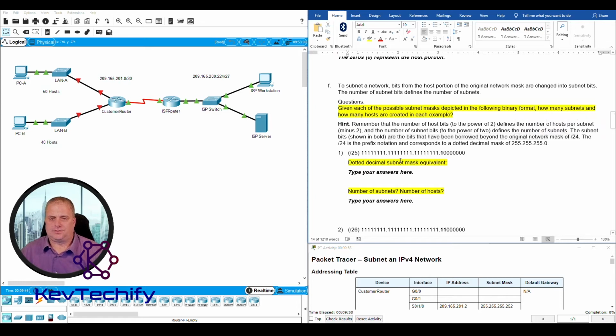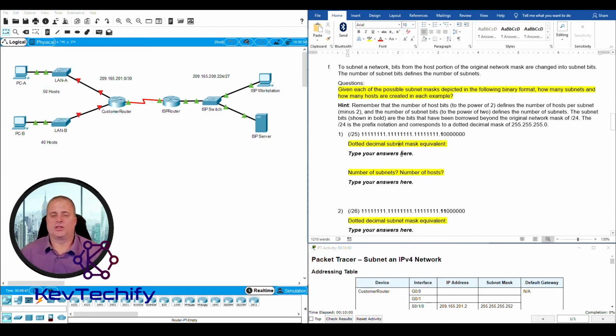Okay, let's go down, let's work through this. The first one they're asking us to do is a /25. /25 means the first 25 bits of our 32-bit IP address is the network portion. The remaining 1, 2, 3, 4, 5, 6, 7, or 32 bits minus 25 bits, that gives us 7, is our host portion. What is the dotted decimal subnet mask equivalent of this subnet mask?